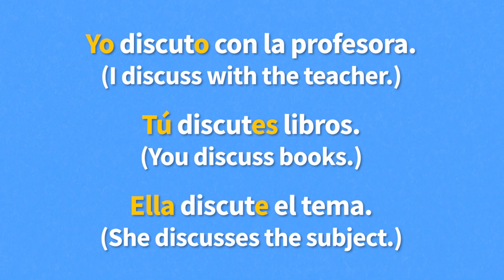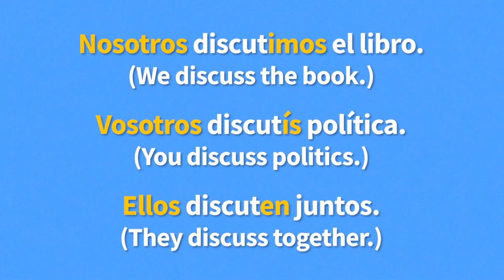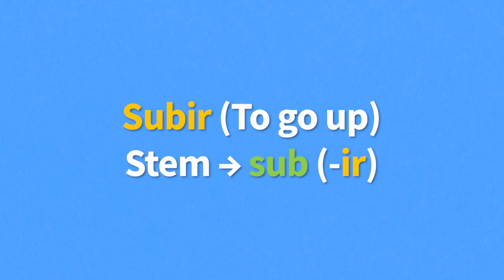Yo discuto con la profesora. Tú discutes libros. Ella discute el tema. Nosotros discutimos el libro. Vosotros discutís política. Ellos discuten juntos. Now let's take a look at the verb subir, or to go up. The same rules apply, so you take off the IR and add the appropriate endings to the stem.